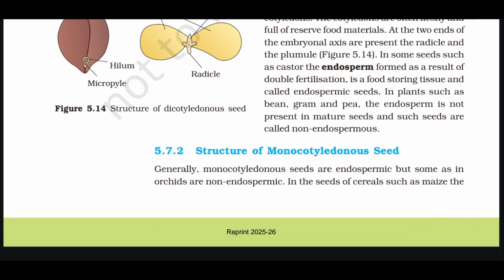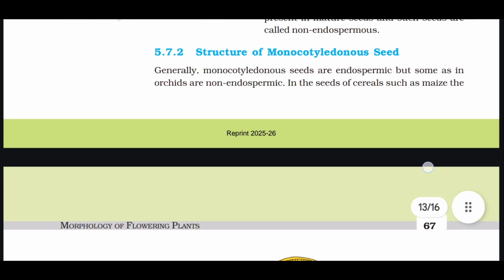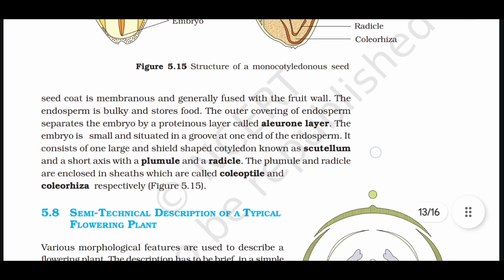5.7.2 Structure of monocotyledonous seed. Generally, monocotyledonous seeds are endospermic, but some, as in orchids, are non-endospermic. In the seeds of cereals such as maize, the seed coat is membranous and generally fused with the fruit wall. The endosperm is bulky and stores food. The outer covering of the endosperm separates the embryo by a proteinaceous layer called aleurone layer. The embryo is small and situated in a groove at one end of the endosperm.